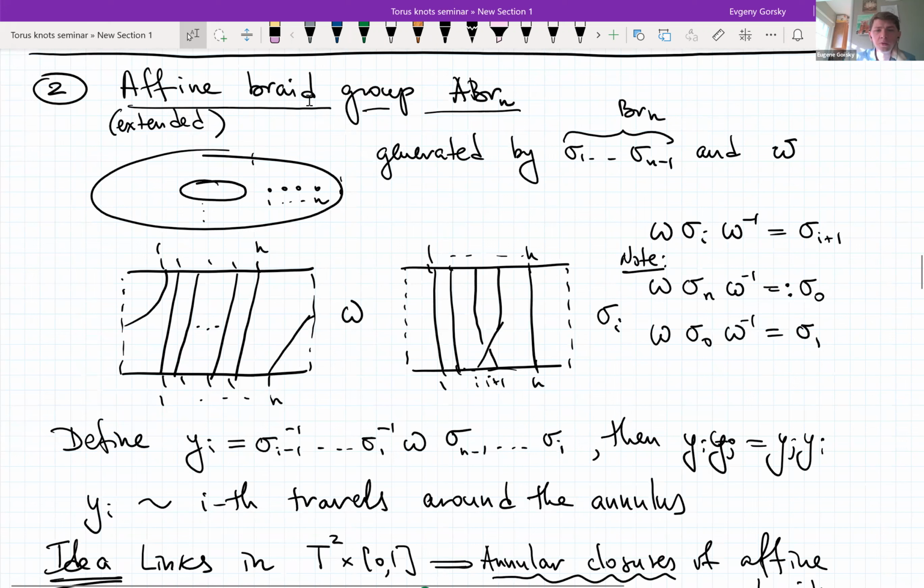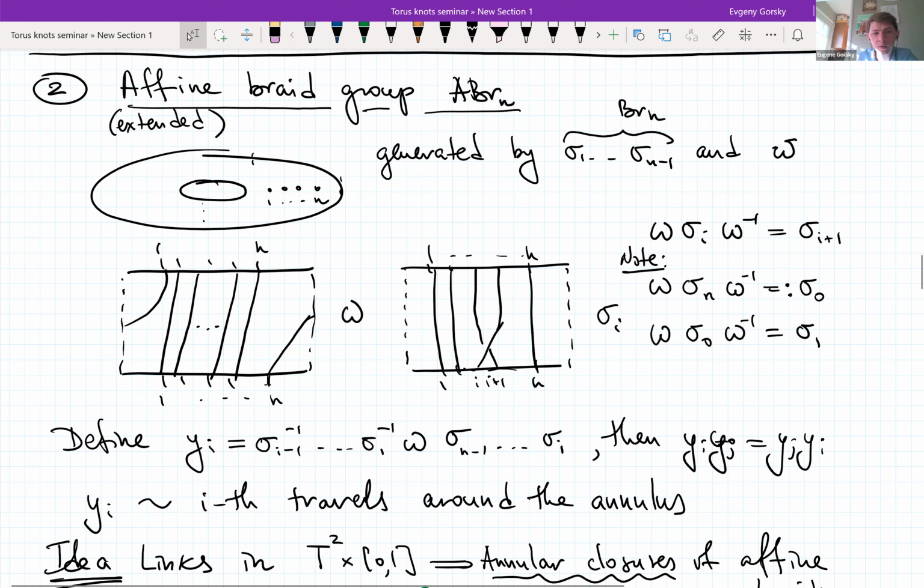So we start with the affine or extended affine braid group. The extended affine braid group is the mapping class group of the annulus with n marked points. It's generated by the standard braid group, which permutes these points locally, generated by sigma 1 through sigma n minus 1. And there is an additional element omega, which takes the nth point, which goes around and comes back to the first point. Sometimes people draw affine braids on a square where the left and right hand sides are identified, so you have a cylindrical picture.